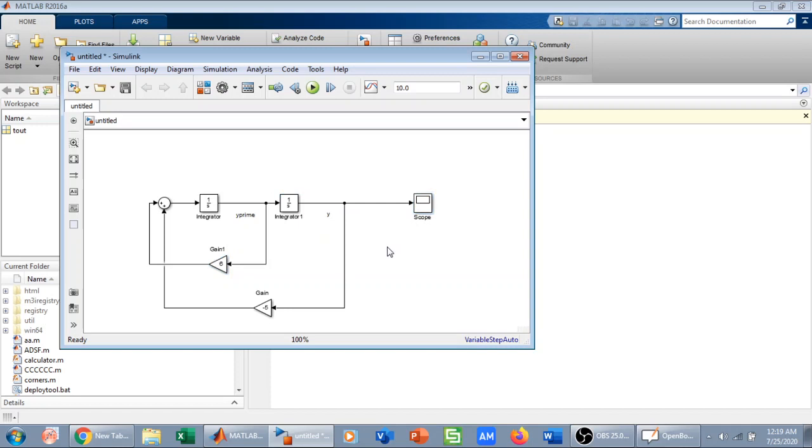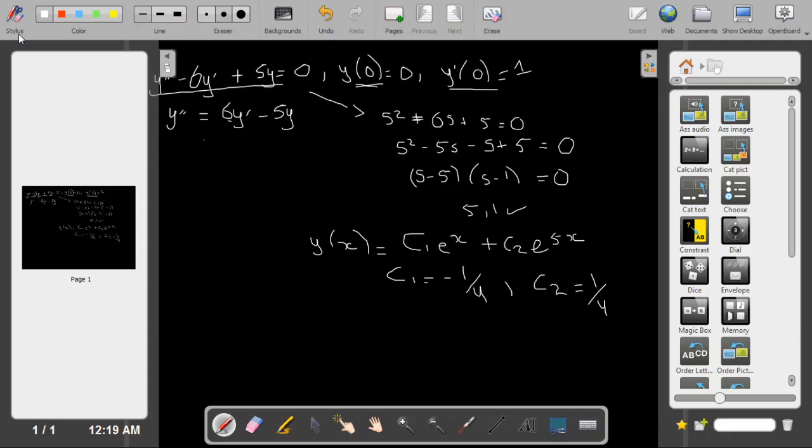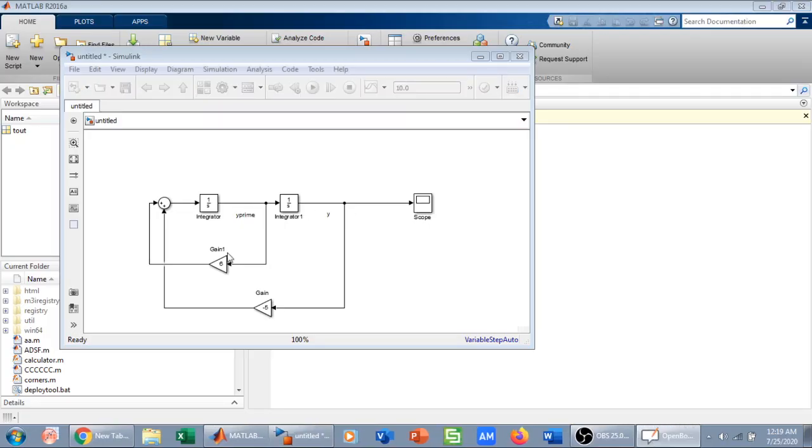So I think we are good to go. Let me check it again. We have 6y prime minus 5y, and both are added, and we have a double integration. So what we will do is run it. It's running, and now we have run it. So let me check the output of this signal.